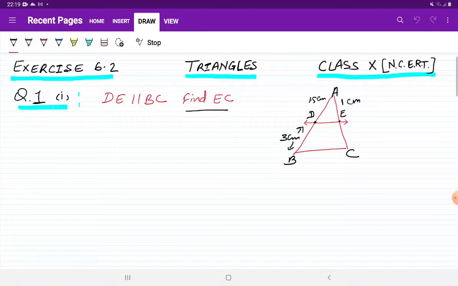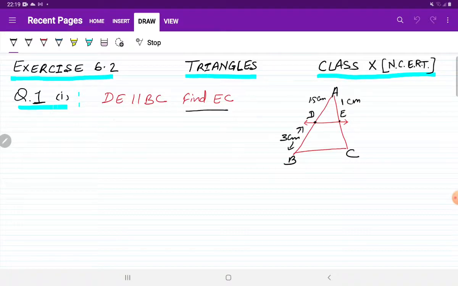In today's session I'm going to teach exercise 6.2, question number 1 and question number 3, some questions from exercise 6.2. So let us start. First question. Here I have question number 1, first part from exercise 6.2, chapter Triangles, 10th standard.